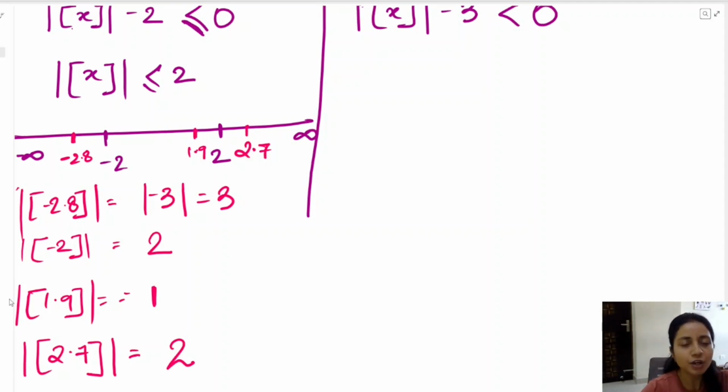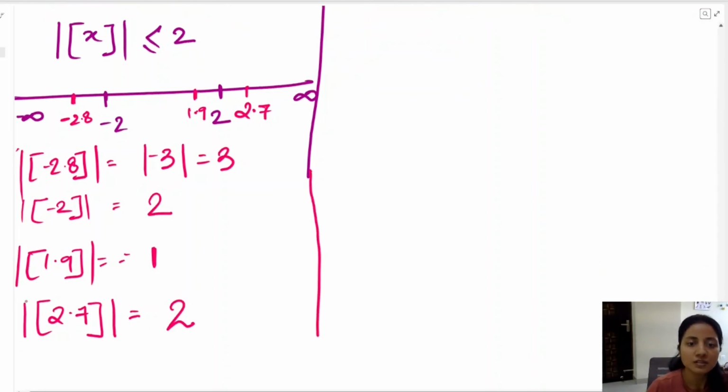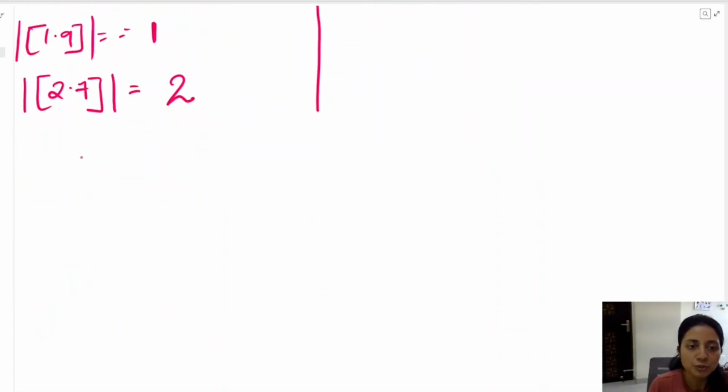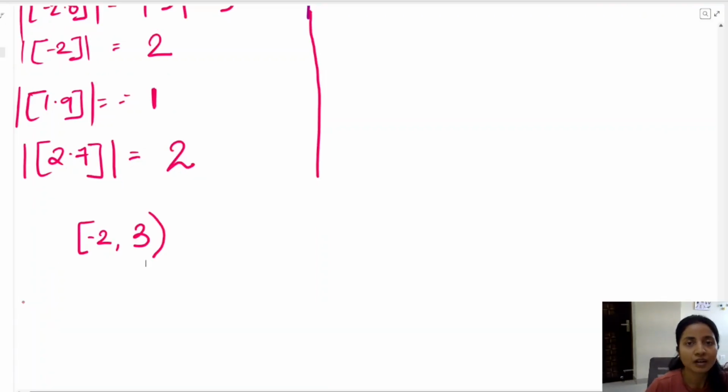Will it be valid for 3? No. So from here we can see the final solution: the solution region starts from negative 2 and goes till positive 3, where 3 is not included. Now let's solve the other inequality.